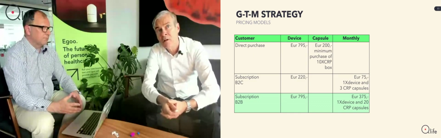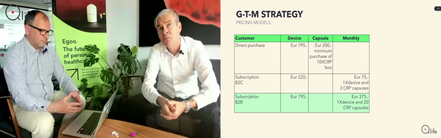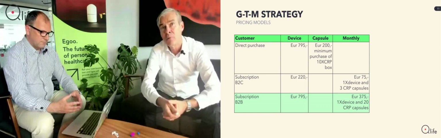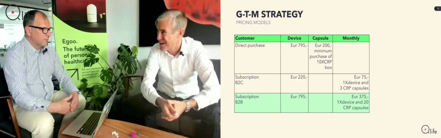And then for the health practitioners, the clinics, we also have a subscription that we call B2B subscription, where they also pay €795 for the device, and then €375 per month, and receive 20 CRP capsules. Yes.